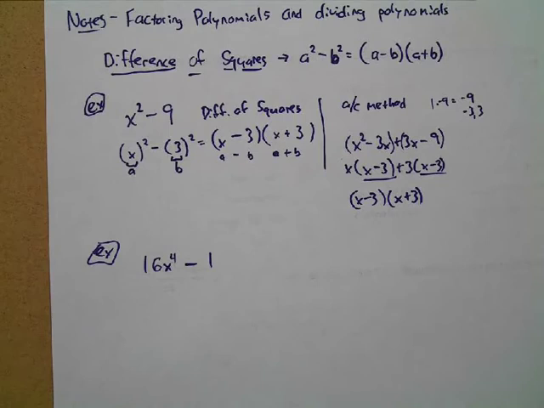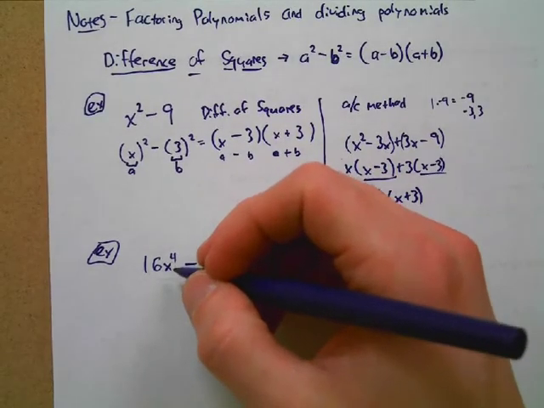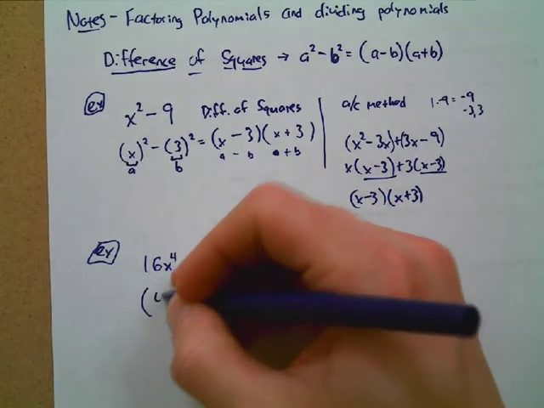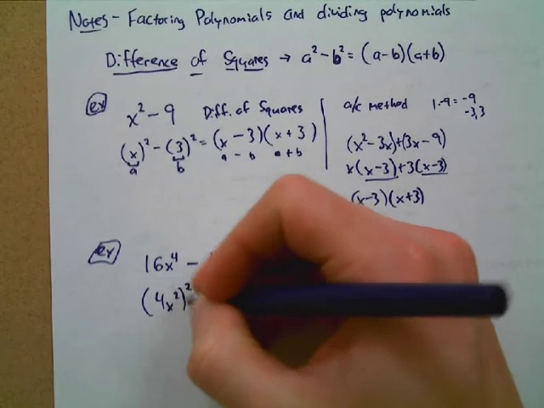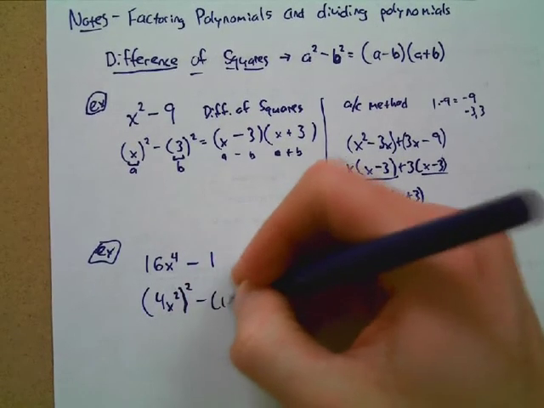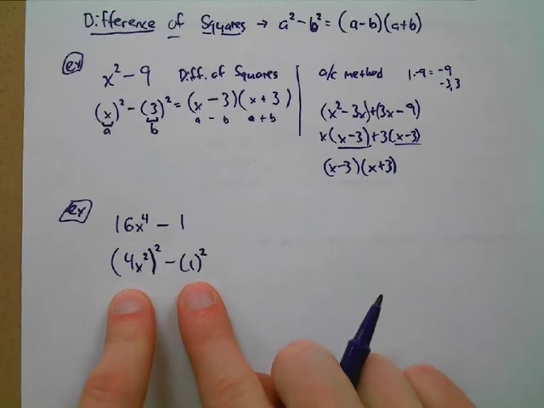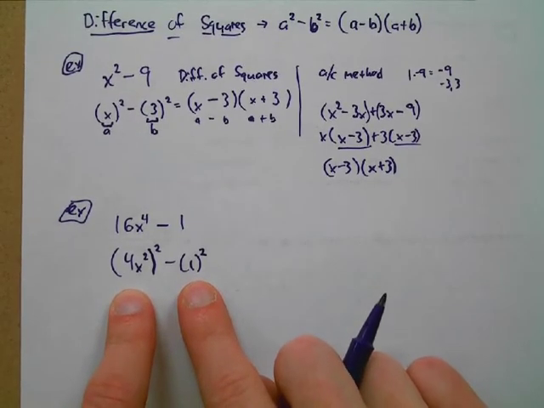So actually, this is a difference of squares. The 16 is a perfect square of 4. The x to the 4th is a perfect square of x squared, and 1 is a perfect square. So in other words, let me break it down here for you. These are our two perfect squares. Okay, and again, I'll show this two different ways. I'll show you with the AC method, and I'll show you with the difference of squares too.